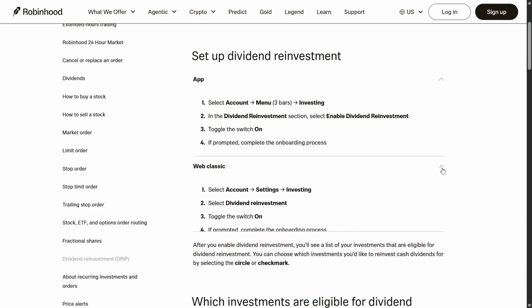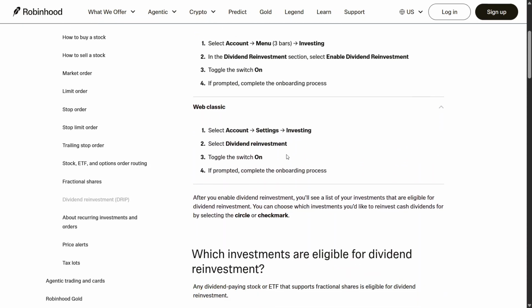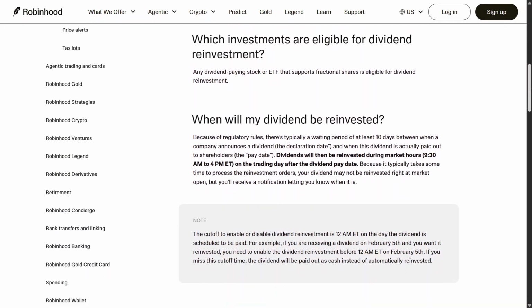From now on, when those investments pay dividends, Robinhood can automatically use the cash to purchase additional shares or fractional shares of the same investment. Keep in mind that dividends are usually reinvested during market hours on the trading day after the dividend pay date. You may receive a notification once the reinvestment has been completed.